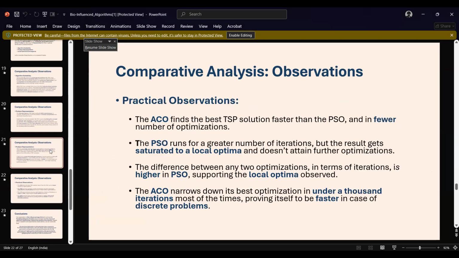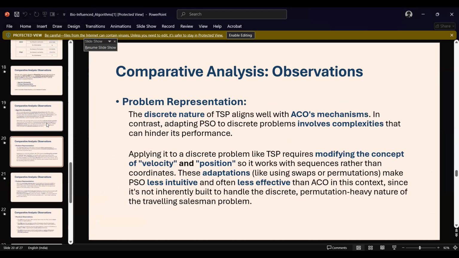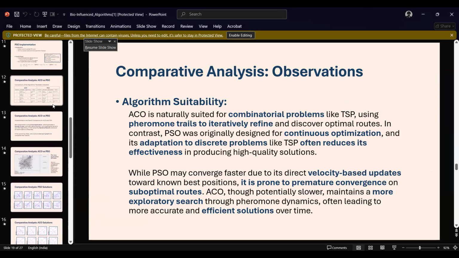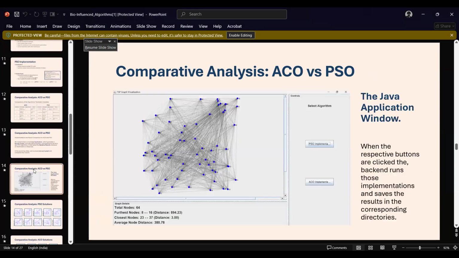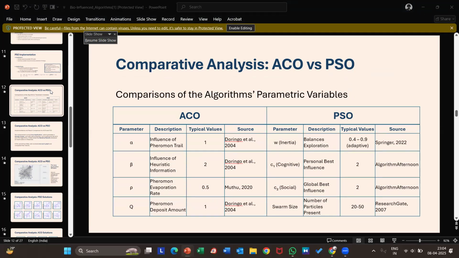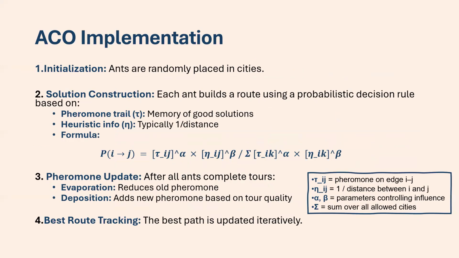So each ant builds its route using a probability rule based on two main things. First is the pheromone trail, represented by the symbol τ. This stores a memory of how good a path was in previous iterations. Second is the heuristic information, represented by η, which is typically 1 divided by distance, meaning ants prefer closer cities.